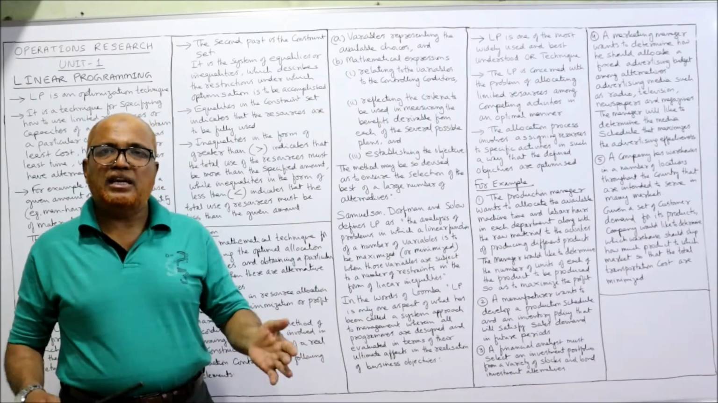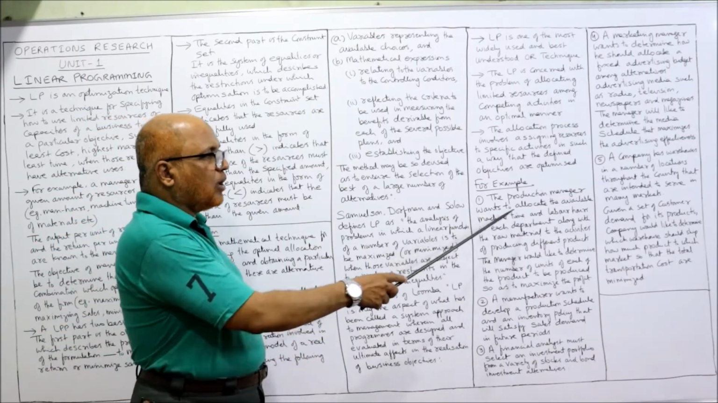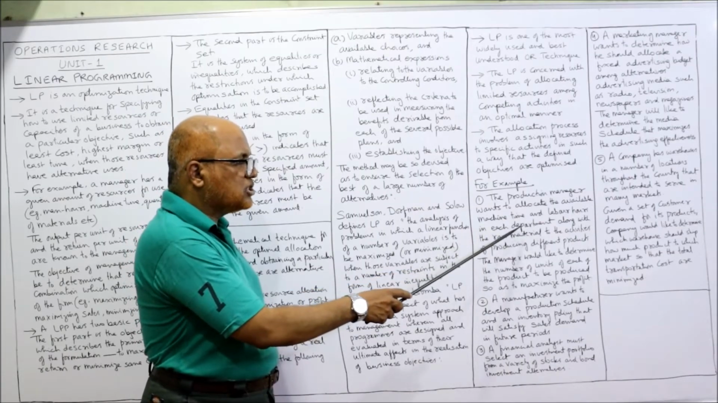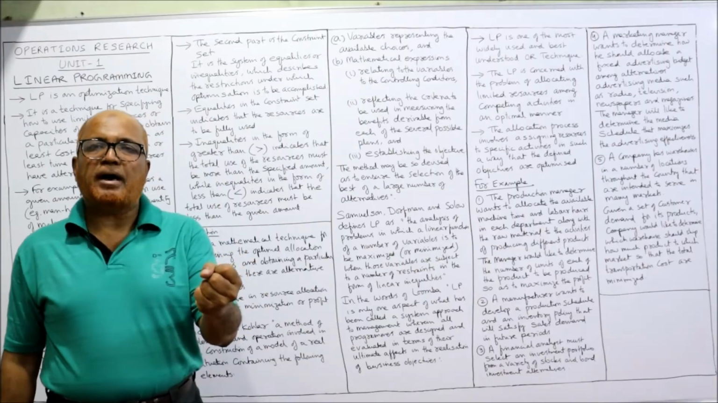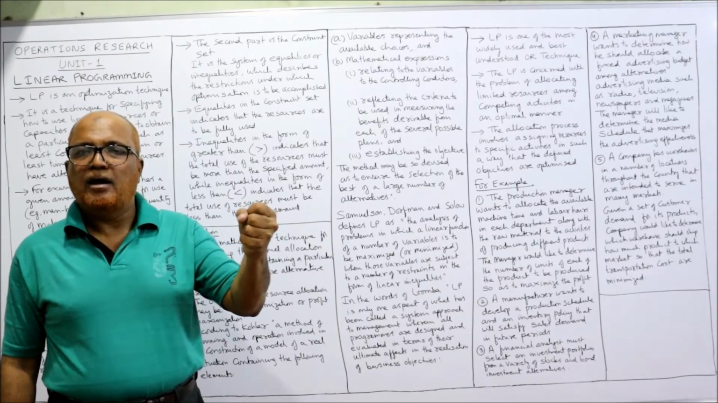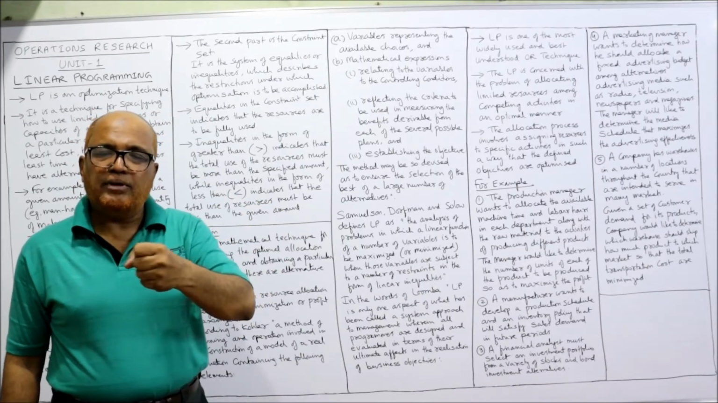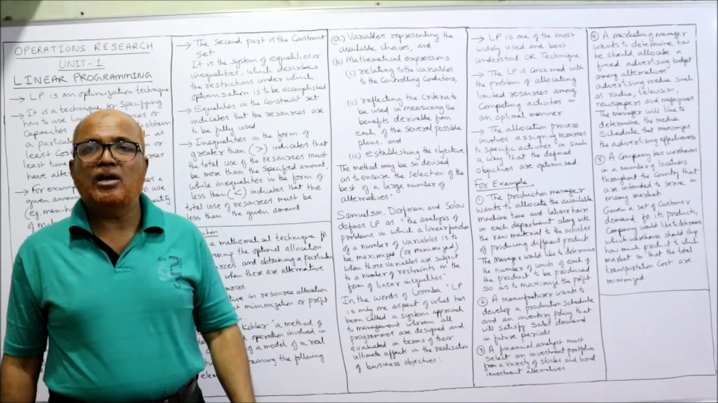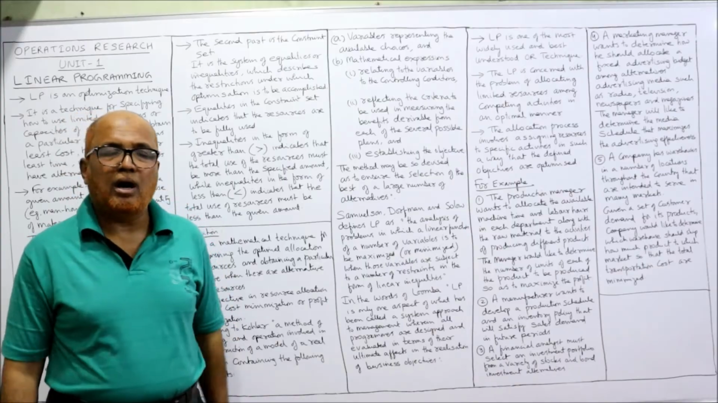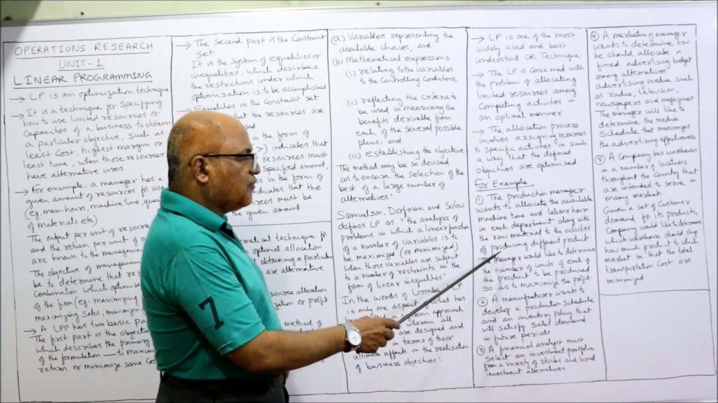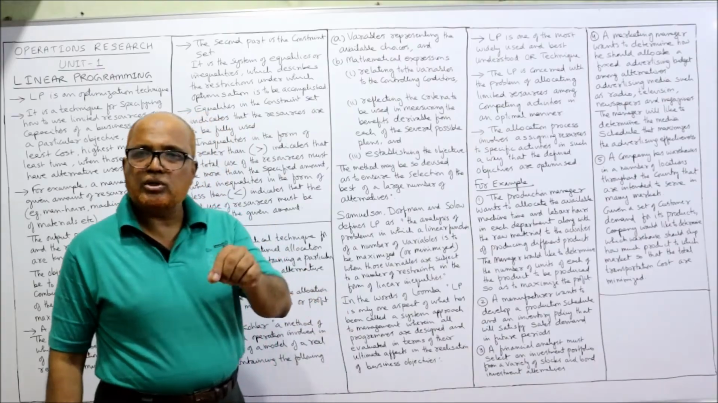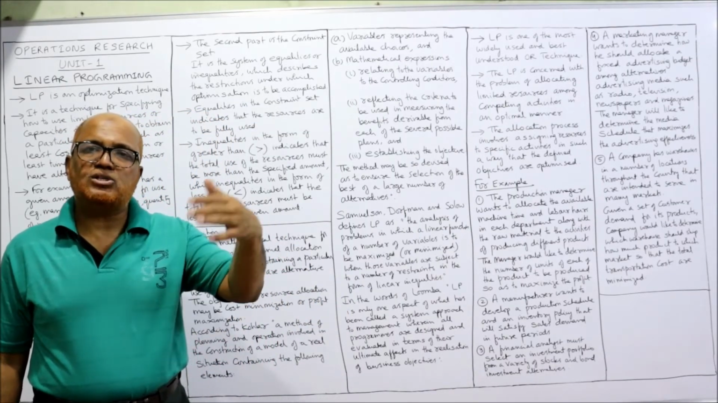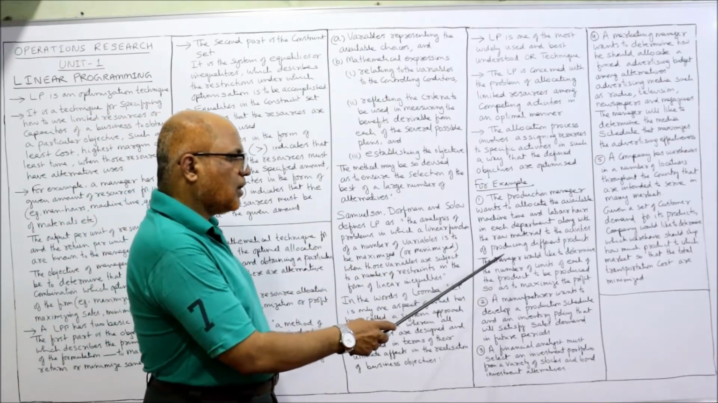Why does the production manager need linear programming? Because he wants to allocate the available machine time and labor hours in each department. The production manager does not have unlimited material, unlimited labor time, unlimited machine time. He has limited resources in order to convert the input into output. So, for producing different products, he has to utilize limited resources.